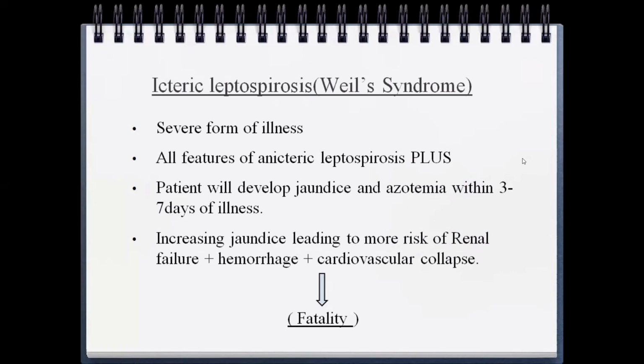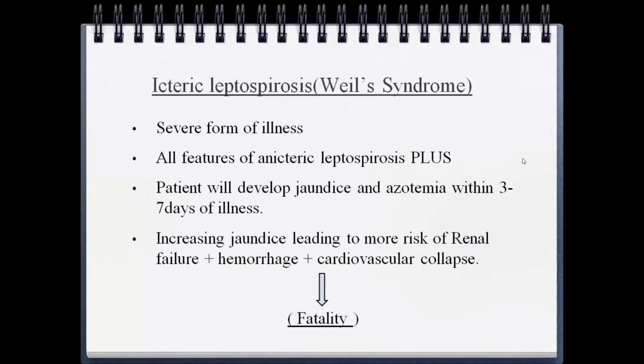Icteric leptospirosis is also known as Weil syndrome. It's a severe form of the illness. All features of anicteric leptospirosis will be there, plus the patient will develop jaundice and azotemia, within 3 to 7 days of illness. The child will rapidly go into renal failure and jaundice.